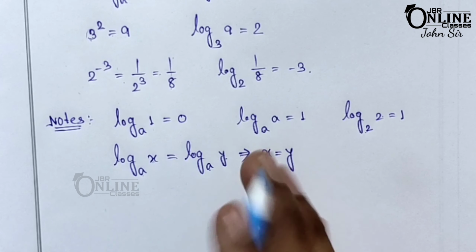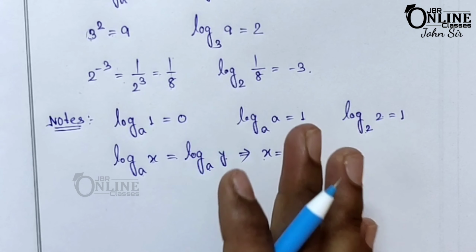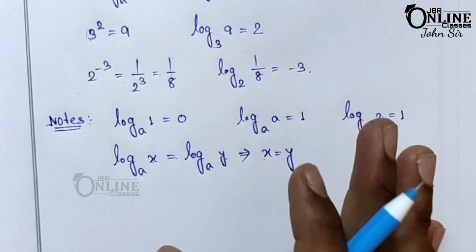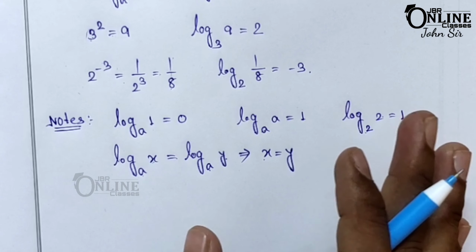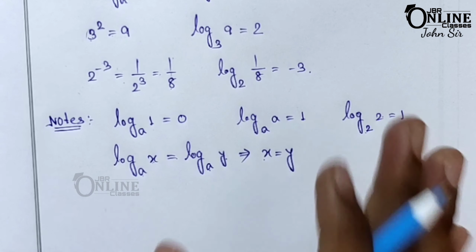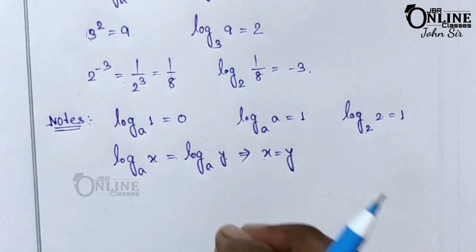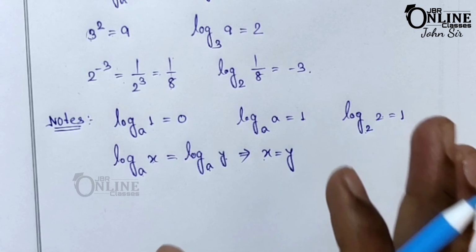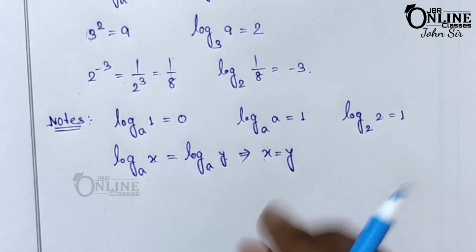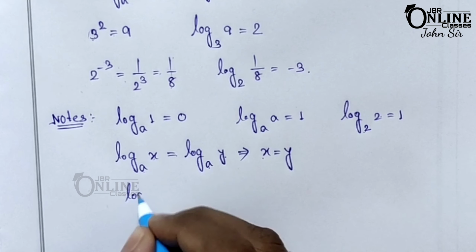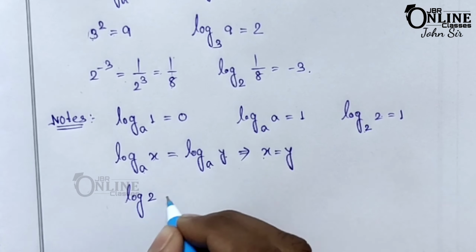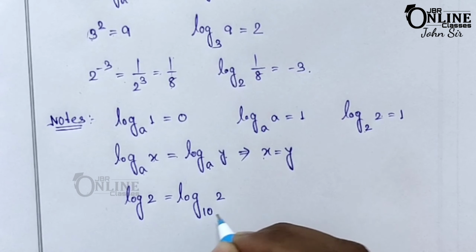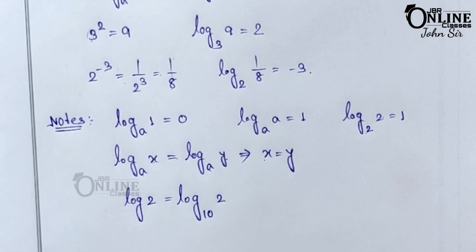Now next one is if no base is given. Remember, if no base is given, the base is always taken as 10. If no base is given in the question, then always take 10 as the base, as logarithms to the base 10 are called common logarithms. So suppose in the question it's given log 2, that means you can take 10 as the base, or you can write log base 10 of 2.